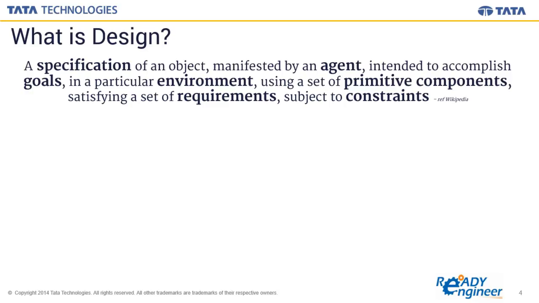Now, as I said, it's a way to solve a problem. But to solve a problem, the problem is your requirements and it's a constraint also. And it is under one environment. And you have certain resources, which are your primitive components. And definitely you have a goal, which is to solve a problem. So this is how we can explain what design is.